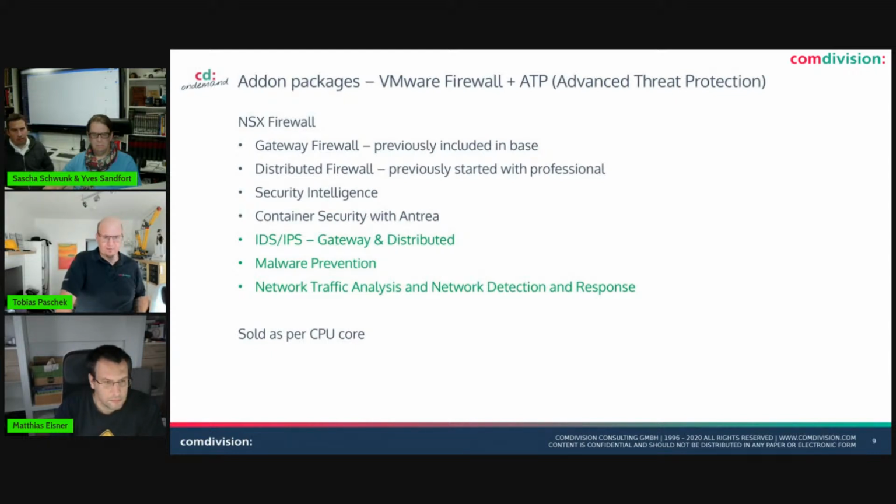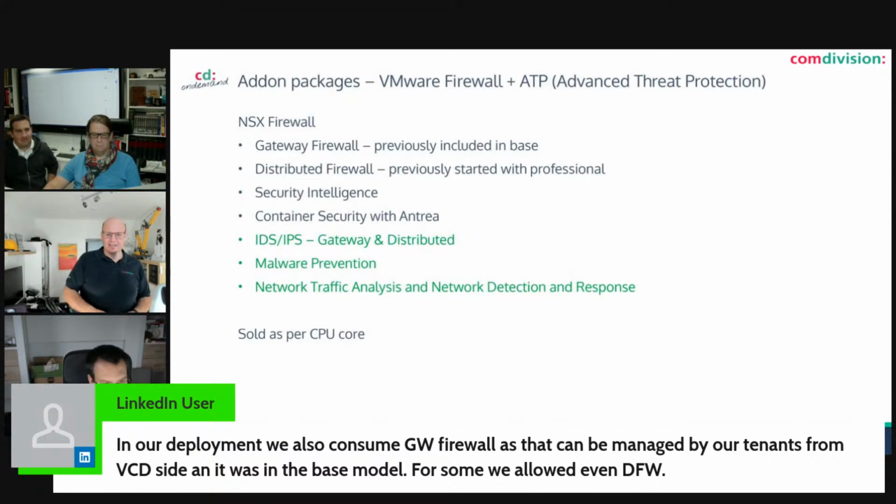But as Matthias already mentioned, please be aware that at the moment, from all the advanced features, only IDS IPS is part of the Cloud Director environment in a self-service manner. All of the other stuff like malware prevention, NDR and network traffic analysis is currently not part of the self-service, but for you as a service provider, you can already consume it. And we get a question.